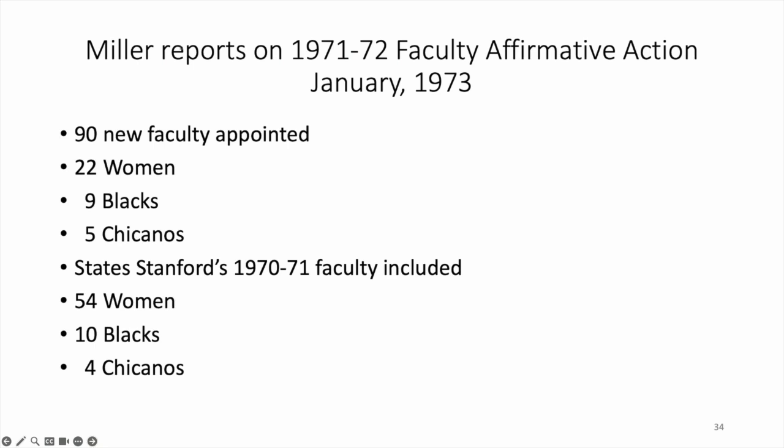Of the 90 new faculty appointed, 22 were women, 9 were blacks, 5 were Chicanos. And if you compare that with where we were before the affirmative action program, we increased the number of women on the faculty by about 40%, and we almost doubled the number of blacks and Chicanos on the faculty. Going aggressively that first year paid off. We did not do as well the next year.